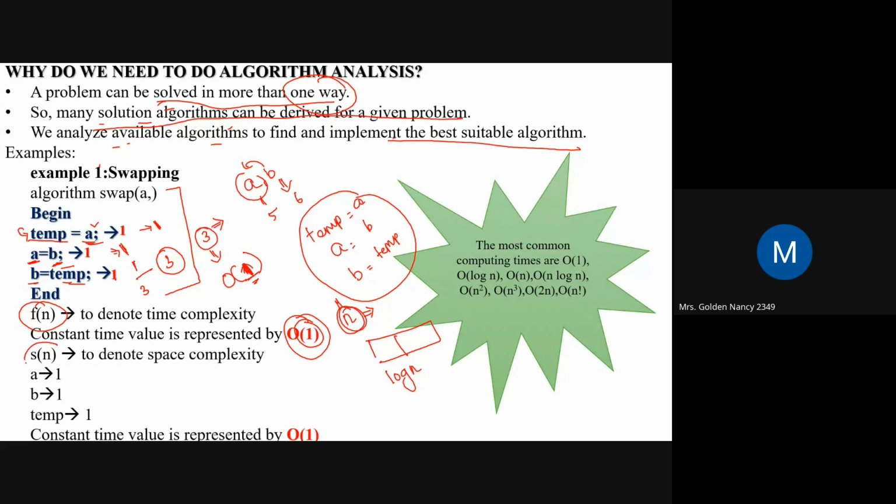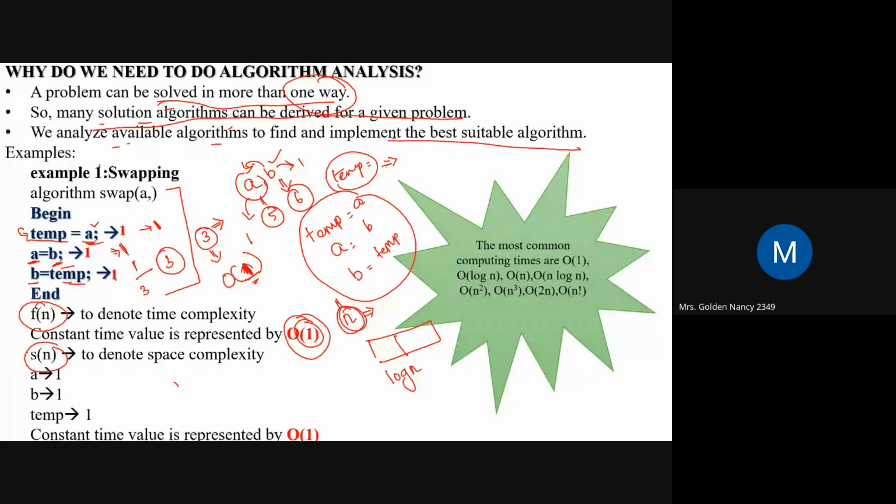Similarly, S of n is used to denote the space complexity. So S of n is space. Here there are only two variables, A and B. A holds a value and B holds a value. Temporary is a variable that is just created to hold a value for a temporary amount of time. So for A, it occupies one space, and for B, it occupies one space. The temporary variable is holding the value for a temporary amount of time, so it is not initialized with any new values.